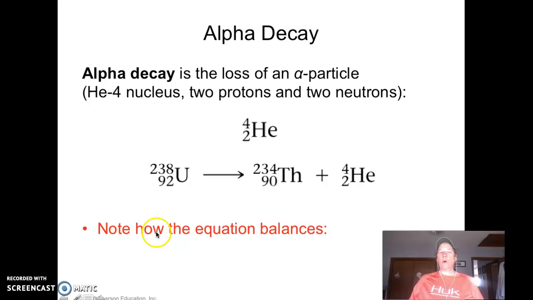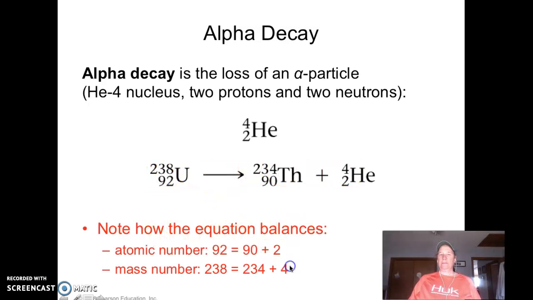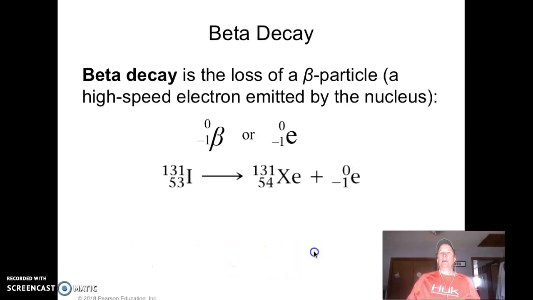Okay, so note how the equation balances. The numbers work out. Again, I already did those. So that's what you balance when you do a radioactive or a nuclear decay. You have to make sure that these numbers balance and the numbers on the bottom balance, the proton numbers and the mass numbers.